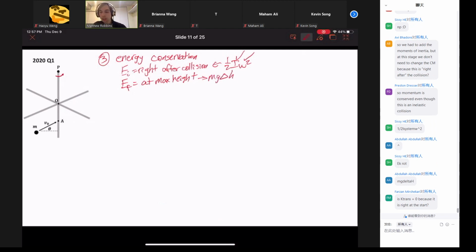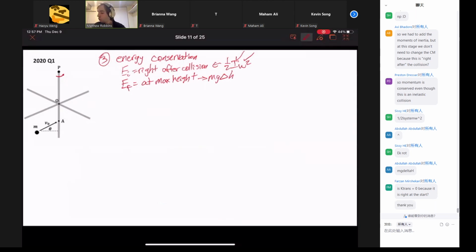Is there no translational kinetic energy because it's right at the start? Yeah, basically, the center of mass of the system is rotating in a circle. It's not actually moving towards the left or right. So then that's why we don't use translational kinetic energy. So let me ask you this question. How would I calculate delta h?